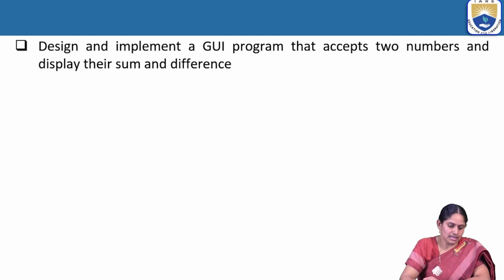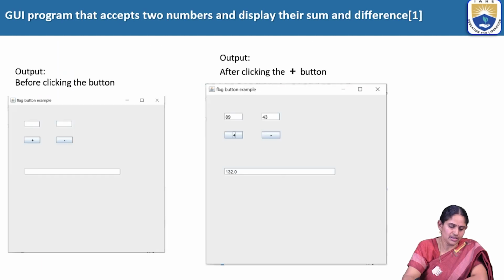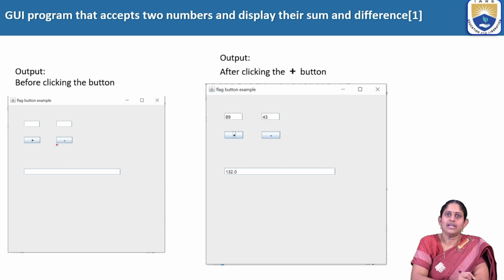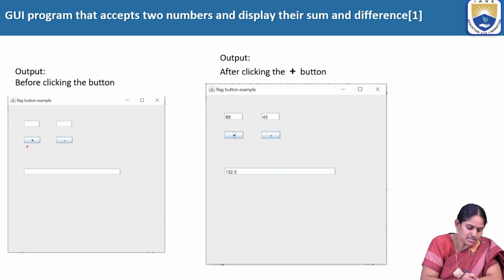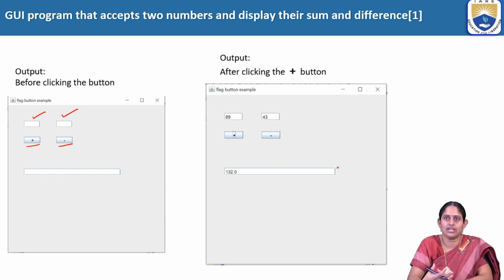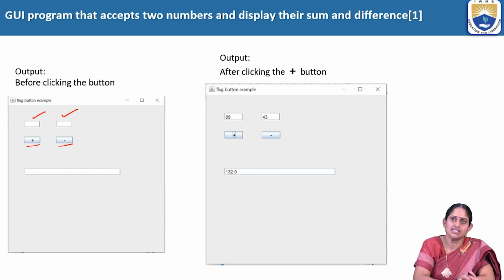Now, let's look into another program, which is to implement a GUI program that accepts two numbers and display their sum and difference. So here we have these two buttons with plus and minus, and there are two text fields to read the values. We have to give two values, and when we click on the plus button, the addition button, it will add these two numbers and store it in this text field.